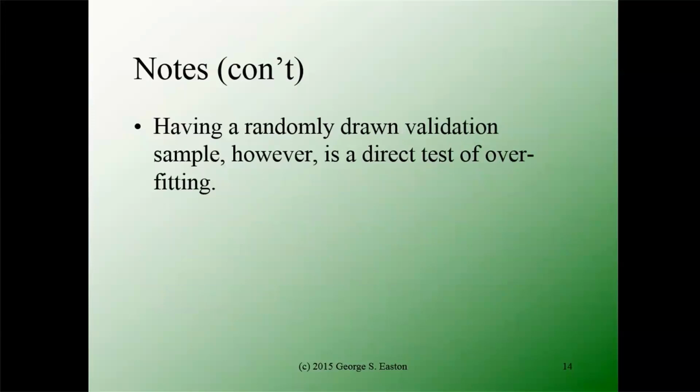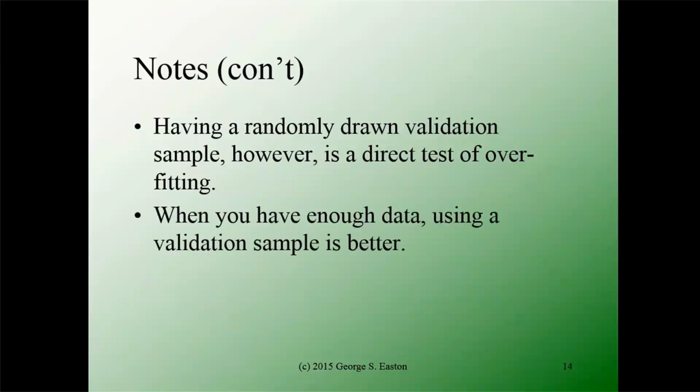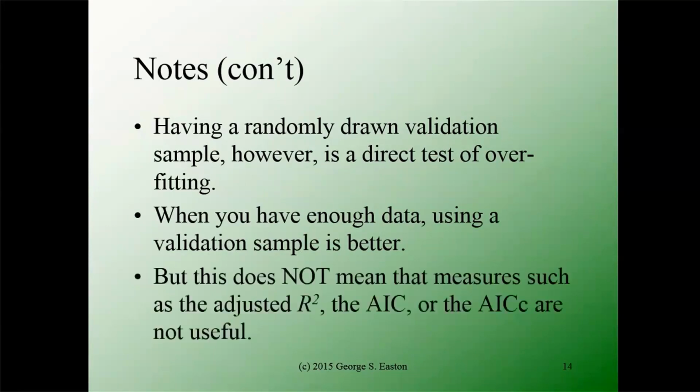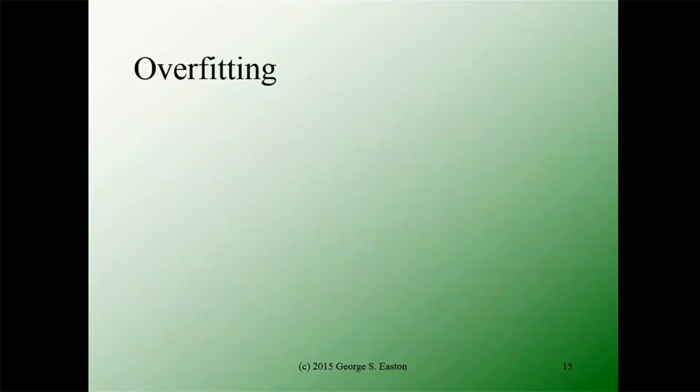But overall, having a randomly drawn validation sample is a more direct test of overfitting. And when you do have enough data to randomly split your sample into a training set and a validation set, using the validation sample is probably better than using any of the in-sample measures. But do not interpret this to mean that these measures, such as the adjusted R-squared or the AIC or AICC, are not useful, because they are. I think they tend to be quite useful in terms of limiting the set of models that you fit on the training data set, and then you can go on to verify which one of those is best using the validation sample.